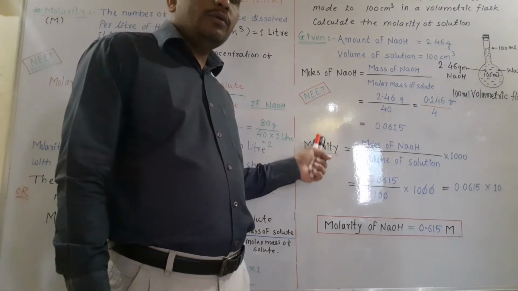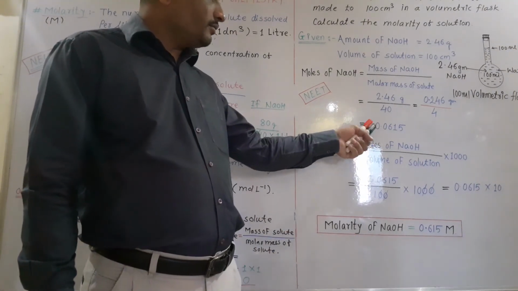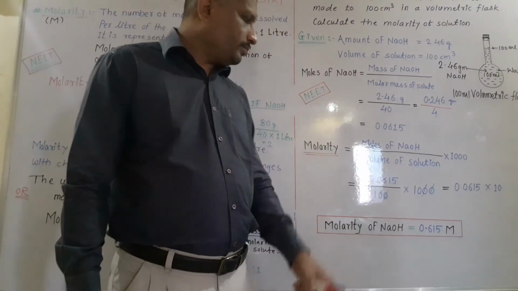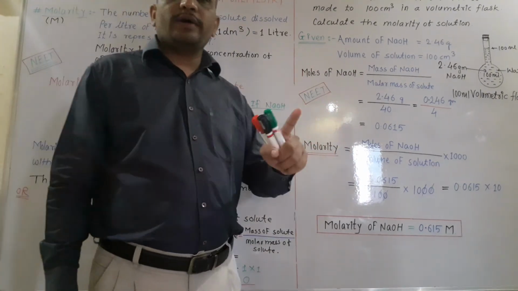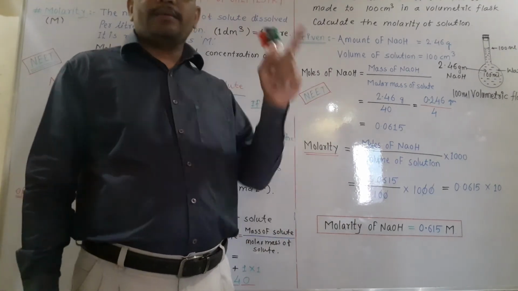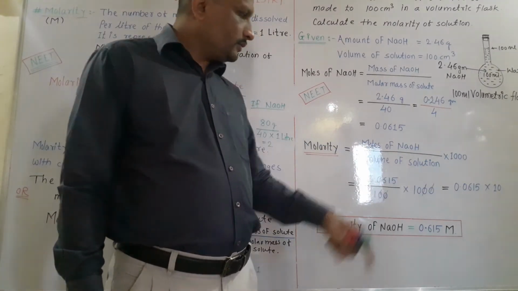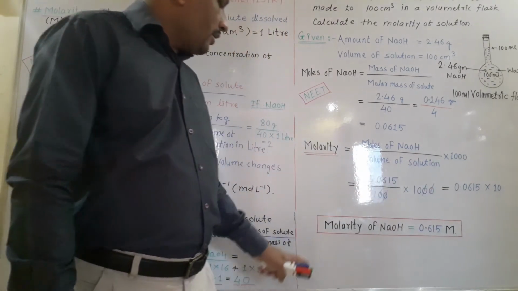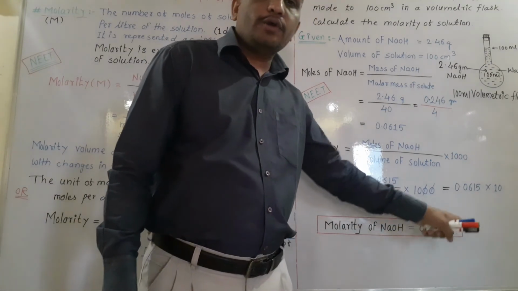Now put this value in the formula of molarity. Moles of NaOH divided by volume of solution, 100 centimeter cube. 0.0615 divided by volume 100 cubic centimeter, means 100 ml, multiplied by 1000, and you get the answer: molarity of NaOH is 0.615 molar.